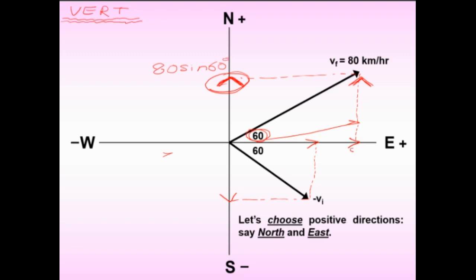Which means this one's got to be what? 80 what? 80 cosine of 60. How about this one? 50. Again, it's opposite. So it's 50 what? Sine of 60. And that short one here, so I'm going to erase this guy. This one is going to be 50 cosine of 60.